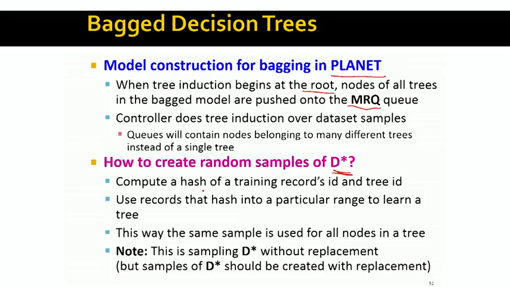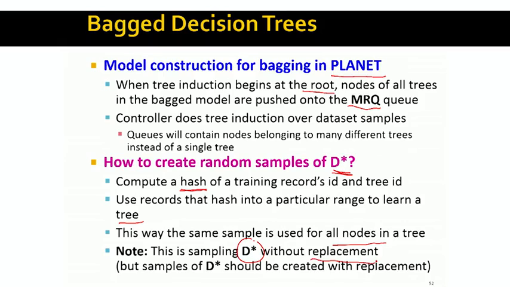Here, basically, the idea is to use hashing, right? So the idea is that I can take training records and use hashing. I can use multiple hash functions, and for every hash function, this creates a separate subset of data, where records that hash into a particular range are used to learn a tree. This means the same sample is used for all nodes in a given tree. And the way I define it right now is that this is sampling without replacement.